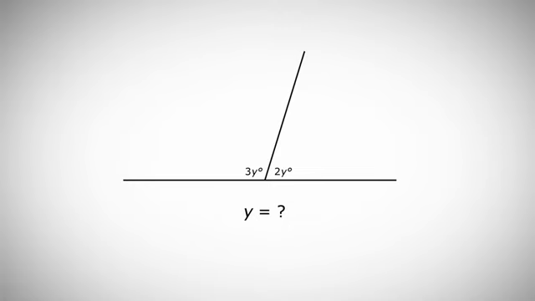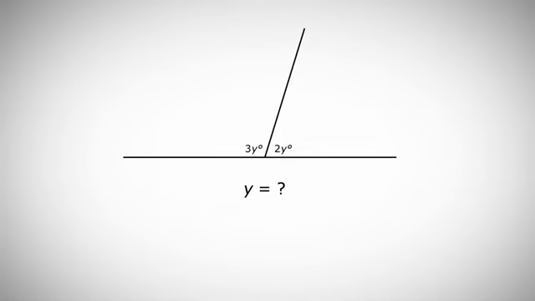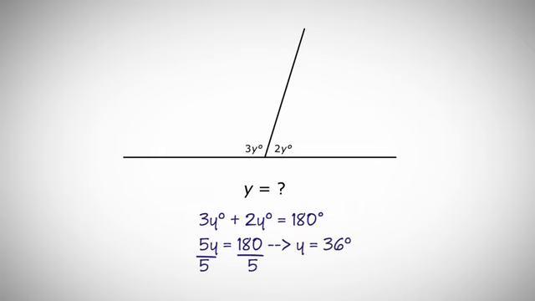In this example, we don't have parallel lines, but we do have two lines and a point of intersection. The two angles are 3y degrees and 2y degrees. The question asks us, what does y equal? Because those two angles are adjacent and form a straight line, we know that their sum must add up to 180 degrees. So we can set up an equation. 3y plus 2y is equal to 180. Combine your terms. On the left-hand side, we get 5y is equal to 180, and then we divide both sides by 5 to get a result of y is equal to 36.